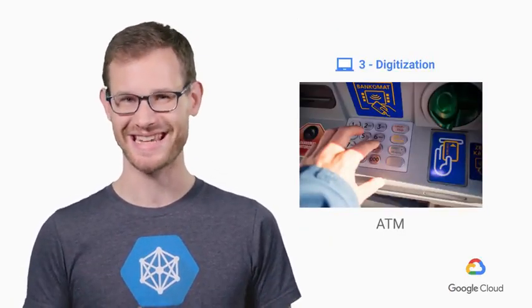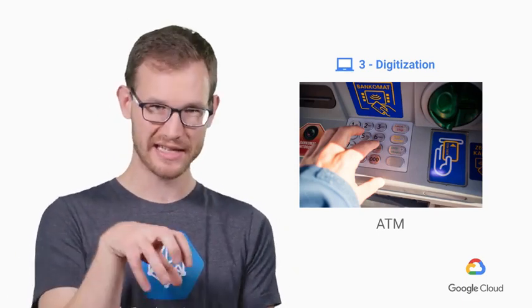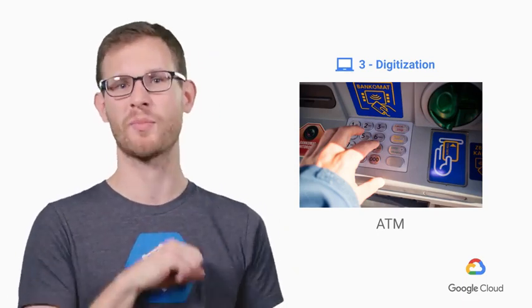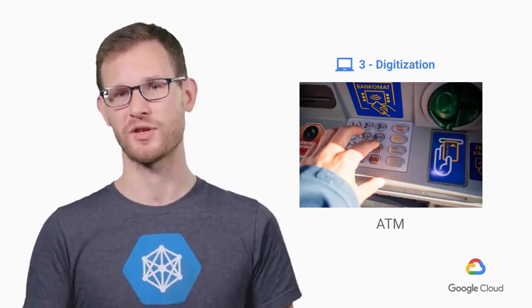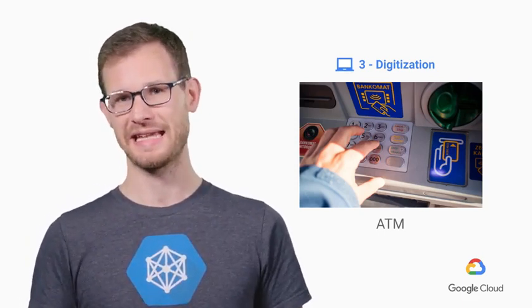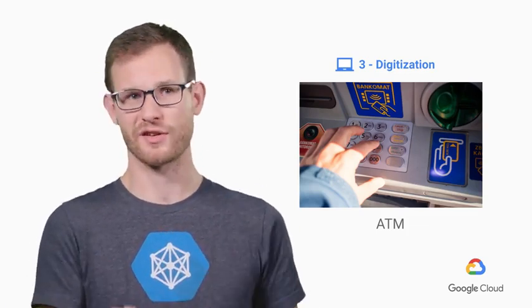And then we get to digitization. A little bit of a marketing buzzword, but what I mean is that we take the core repeatable part of a task or a business process and we automate it with computers. A great example is an ATM. ATMs can't do everything, right? You can't open a mortgage through an ATM, but you can withdraw cash.